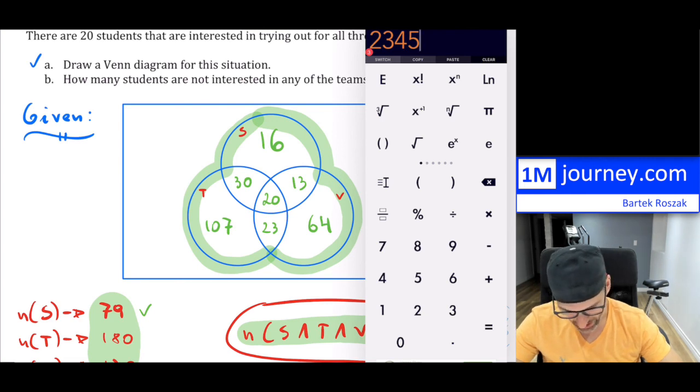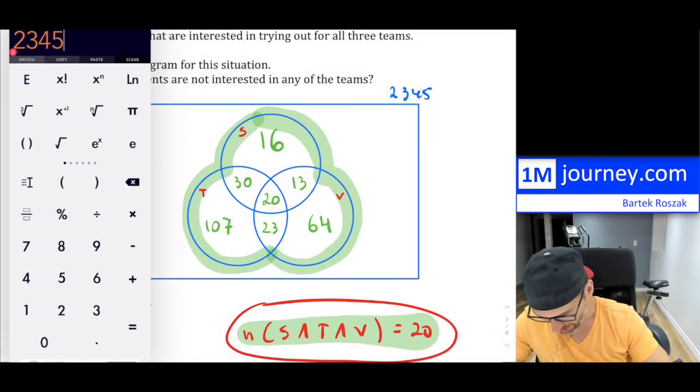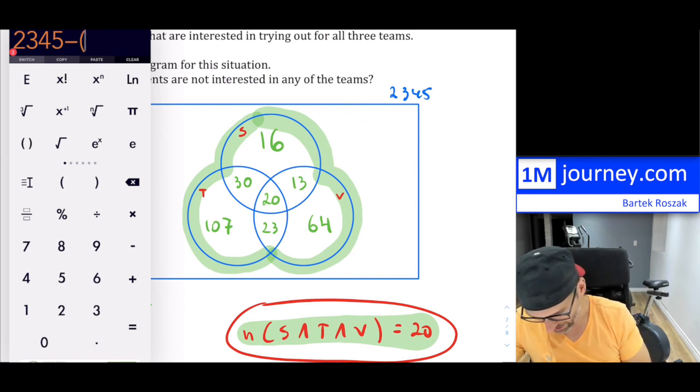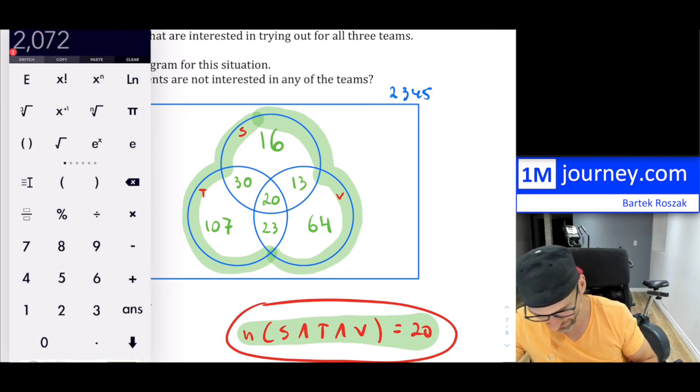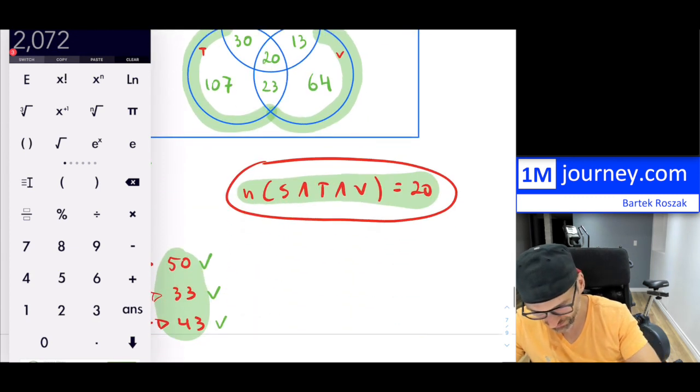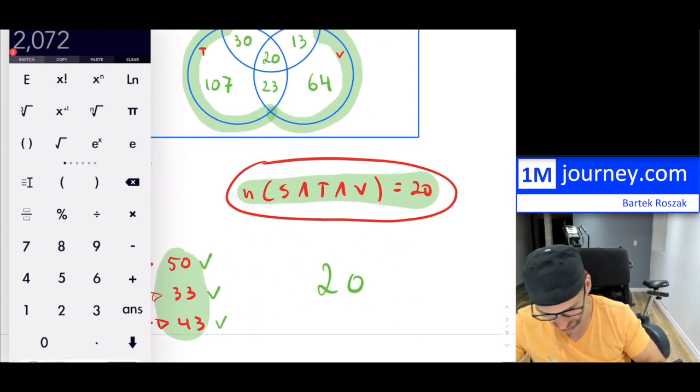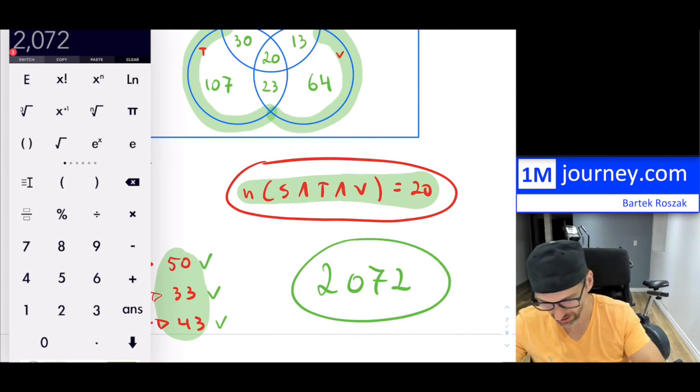So we've drawn a Venn diagram, and now how many students are not interested in any of the teams? Well, I can certainly do this all at once. So minus, okay, and then I'm going to open brackets. So I'm going to go through all of this. So 16 plus 30 plus 20 plus 13 plus 23 plus 107 plus 64. So those are all the ones inside. So there's still quite a lot of students that are not interested in any of it.